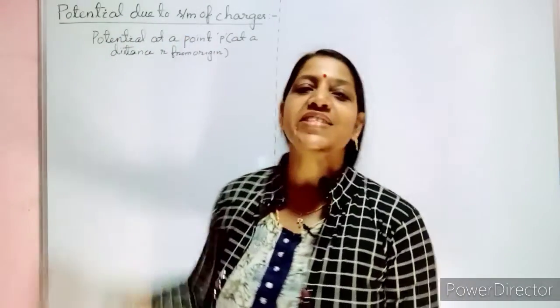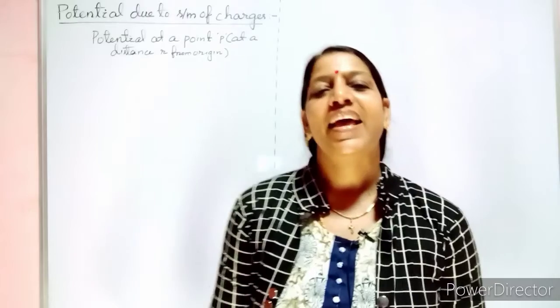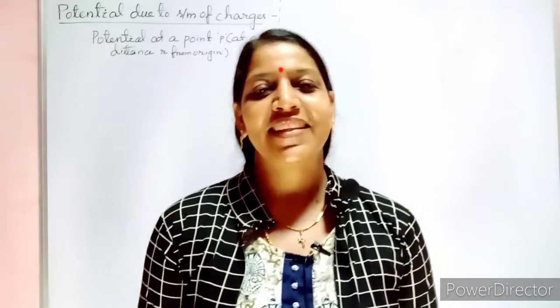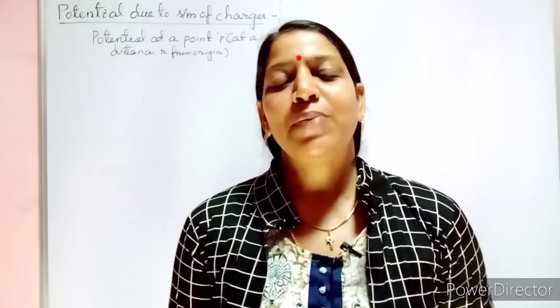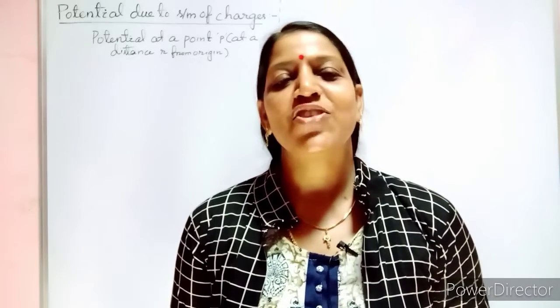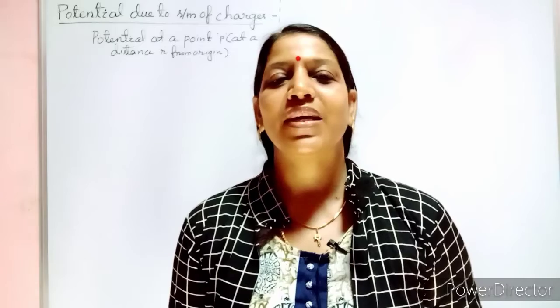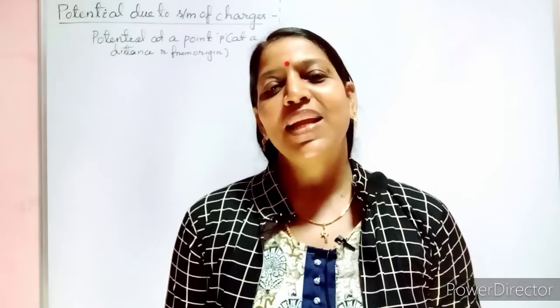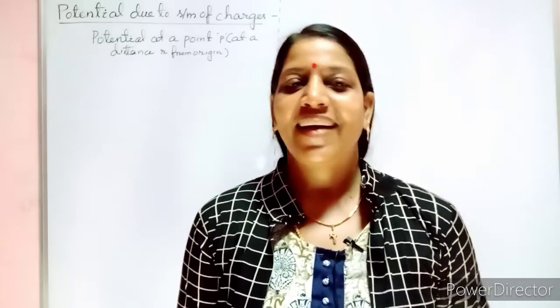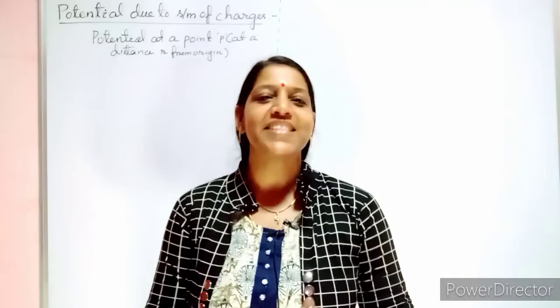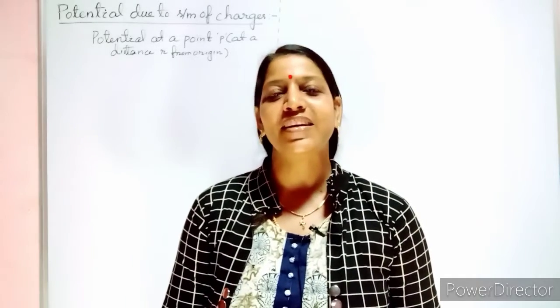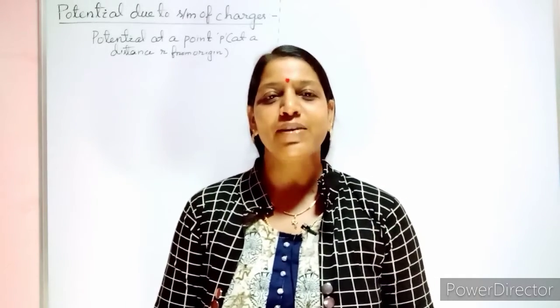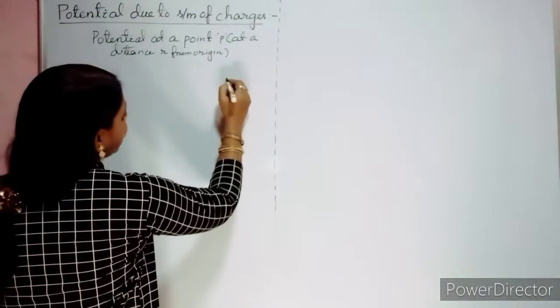So let us start. First, make the heading: potential due to system of charges. I just want to give a small reminder: in my previous video I derived the potential at a particular point due to a single charge, or a point charge. So the formula is V equal to KQ by R. Based on that basic formula only, we are going to derive the electric potential for a system of charges. So let us see. Potential at a point P. I hope you remember.